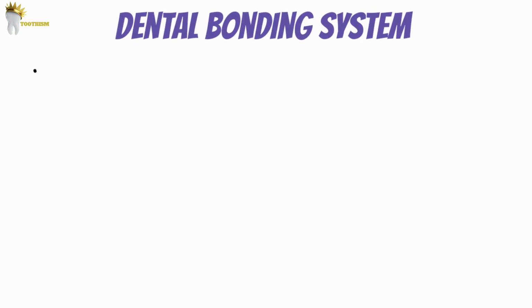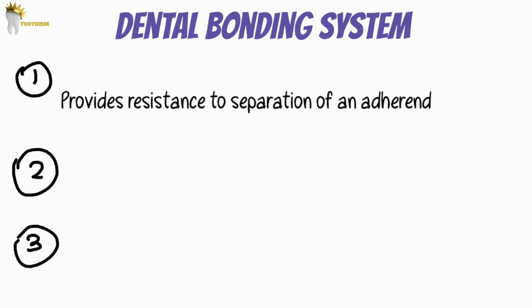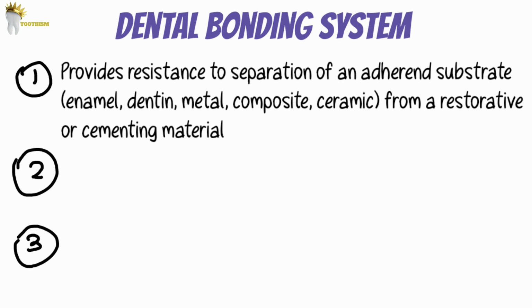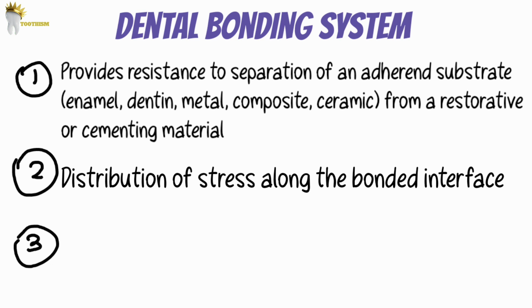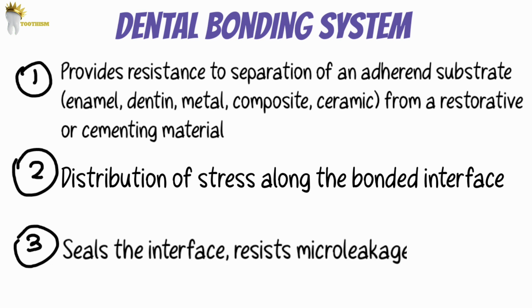A dental bonding system performs three important functions. It provides resistance to separation of an adherent substrate, that is the enamel, dentin, metal, composite, ceramic, from a restorative or cementing material. It distributes stress along the bonded interfaces, and it seals the interface via adhesive bonding between dentin and enamel and the bonded material. Because of this, there is increased resistance to microleakage, which decreases the risk for postoperative sensitivity, marginal staining, and secondary caries.